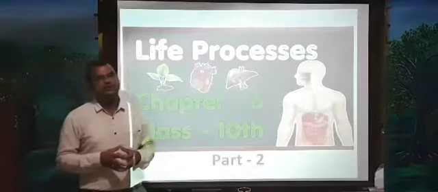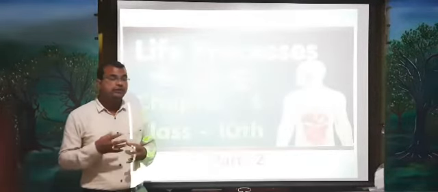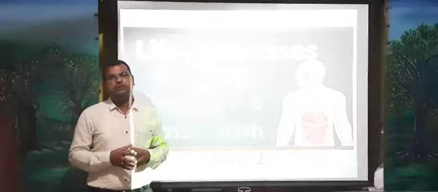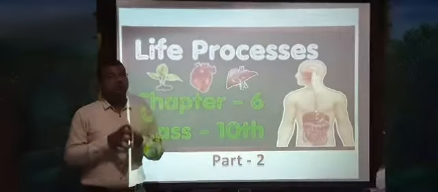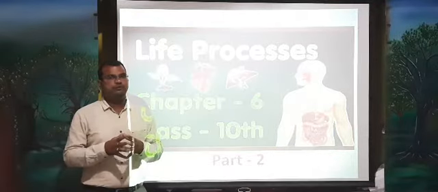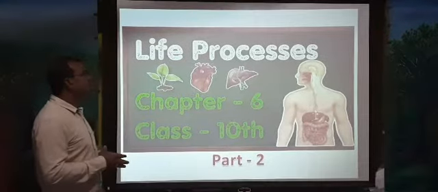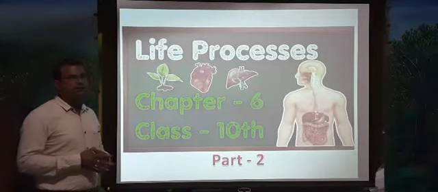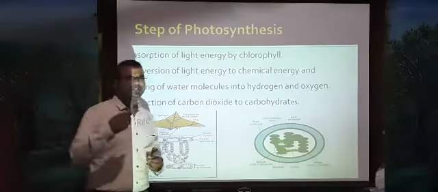Autotrophic nutrition takes place in all green plants. How does it take place? In autotrophic nutrition, the plants prepare their own food. That is called autotrophic nutrition. How do they prepare it? They prepare the food by the process called photosynthesis. In the previous class we discussed what photosynthesis is, how it takes place in the plant body, and what raw materials the plant body requires for the preparation of food. Today's class we are going to discuss the steps involved in photosynthesis.